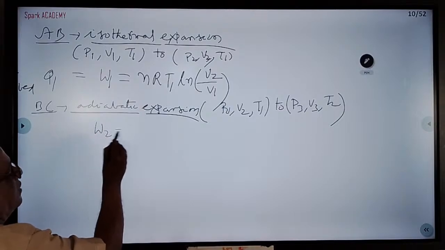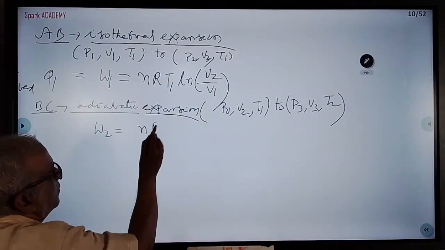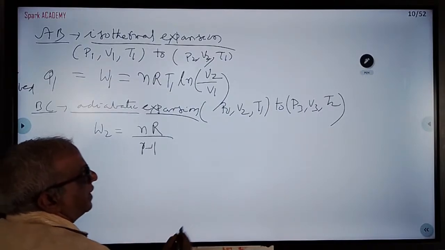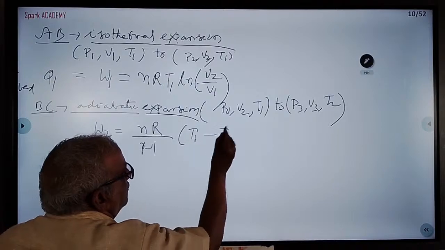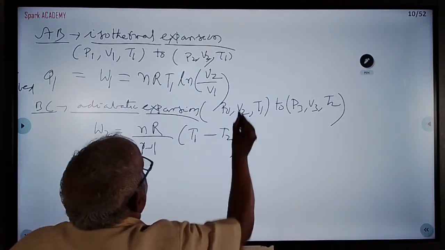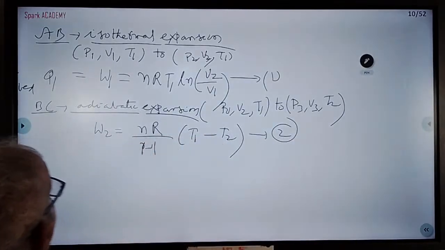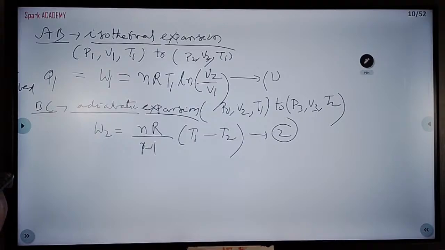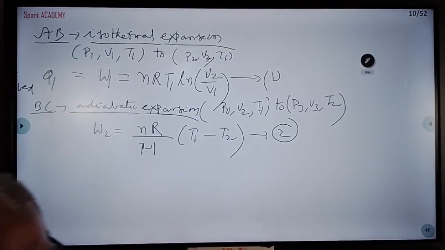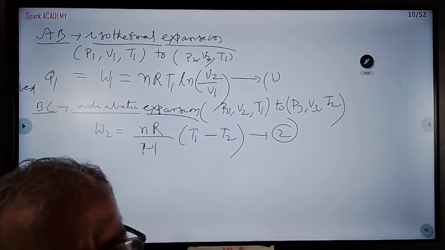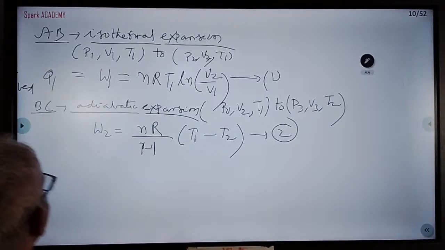Work done W2 is nR by gamma minus 1, where n is the number of moles, into T1 minus T2, since temperature falls in adiabatic expansion. This is the second equation, and this is the first equation. In isothermal expansion, heat energy equals W1, nRT1 ln V2 by V1. In adiabatic, heat energy is 0 because there is no absorption or release of heat. So this is adiabatic expansion.